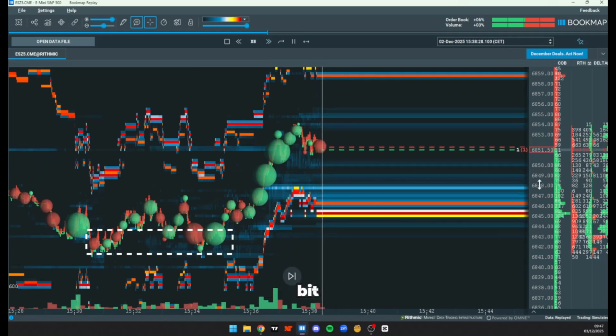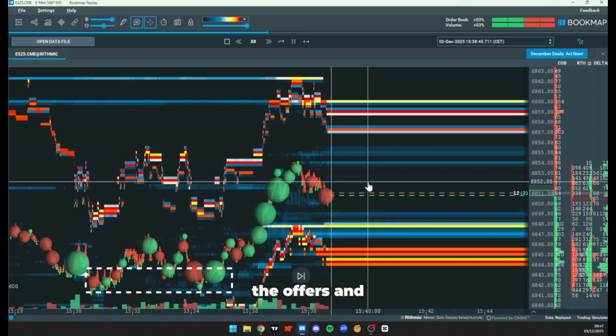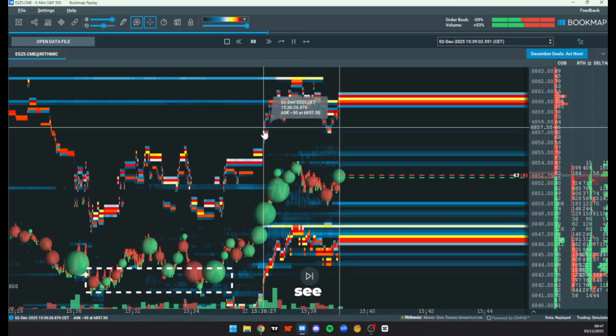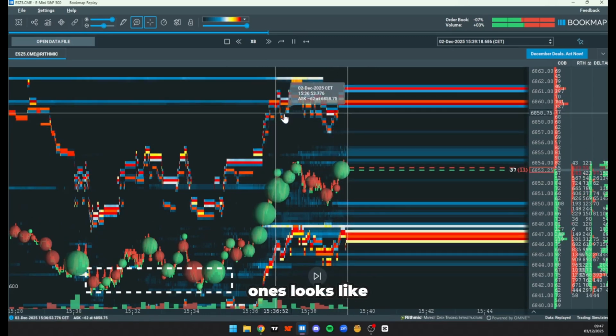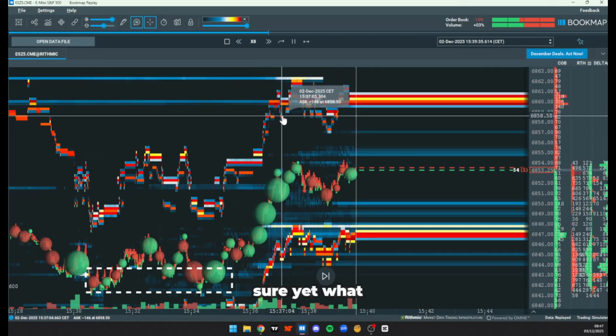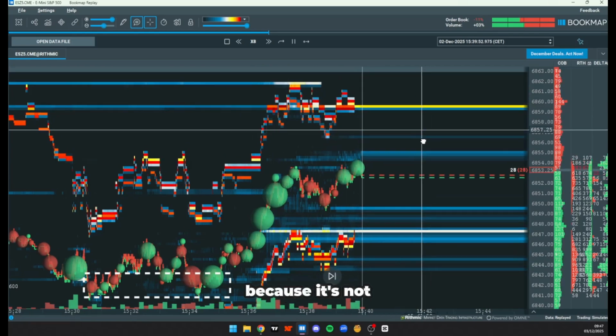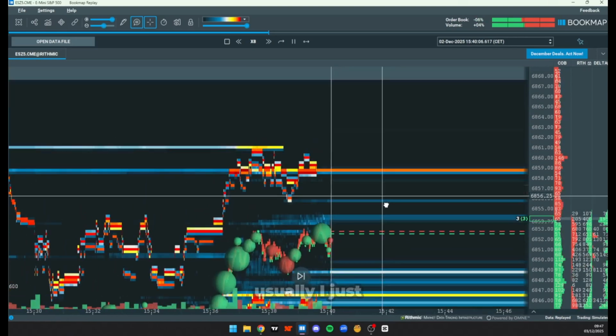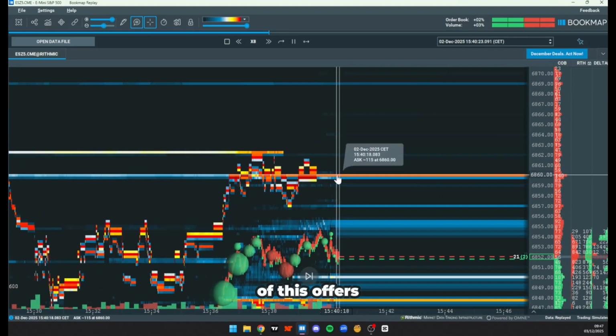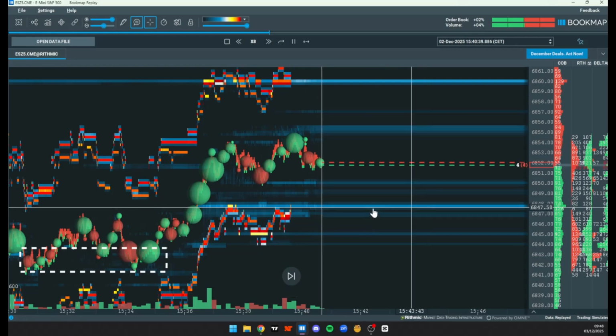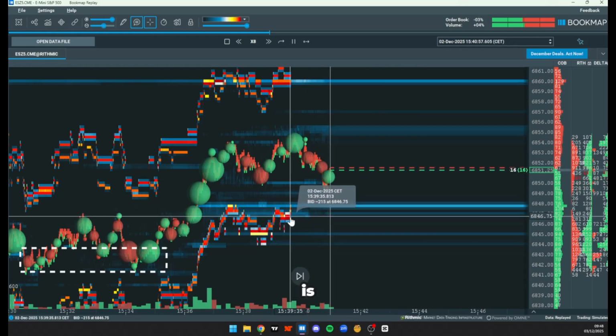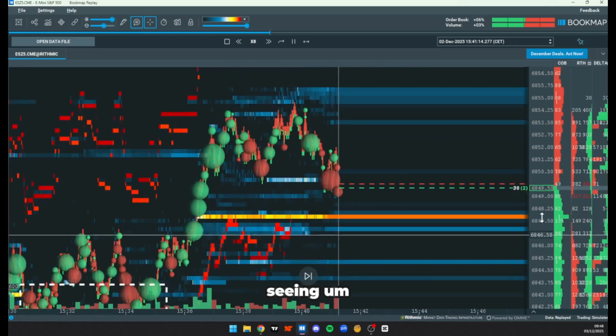I'll speed it up a little bit. But I have to say the offers and the bids were a little bit strange today. As you can see, all these little ones look like they got pulled out. I'm not really sure yet what that is. I need to figure that out because it's not something I see very often. Usually I just see more of these offers or these bids, but all these small ones is not something I'm very used to seeing.